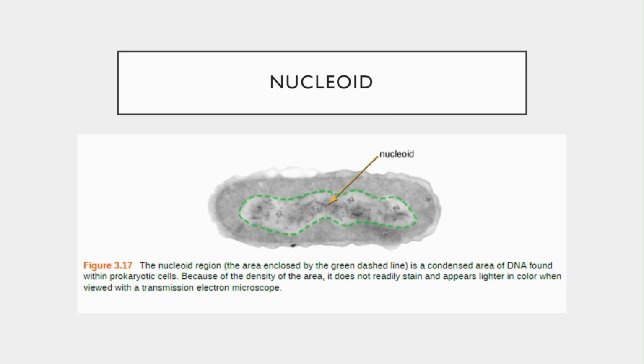We can see in this image the nucleoid region. The dotted line outlines where it is. It is not contained within a membrane like eukaryotes, but it's kind of a condensed area of DNA found within prokaryotes. And these nucleoid regions are basically impossible to be seen with the light microscope. You can't see them with the transmission electron microscope. But if you're looking at a cell under the microscope, and you see maybe a little area where the DNA is stored, you're probably actually looking at a nucleus in a eukaryote, not a prokaryote.